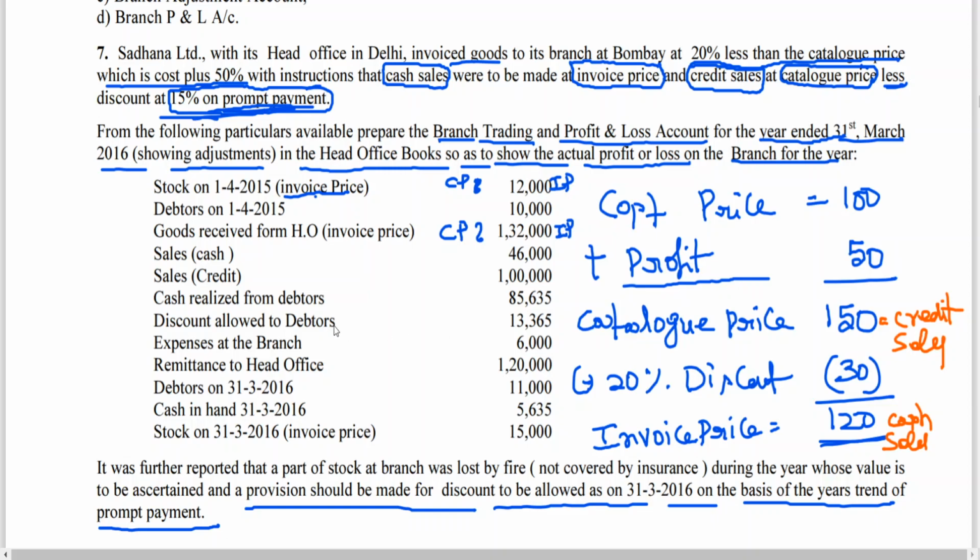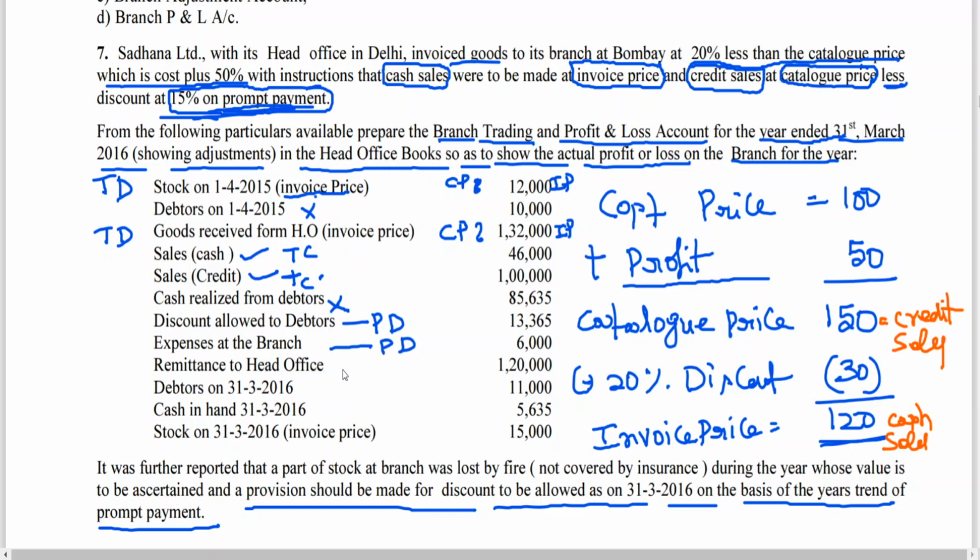Discount allowed. Generally, when I am preparing final account, I don't need opening debtors. Am I right? I need sales account, cash sales, credit sales. You know, this is taken to trading account credit side. TC means trading account credit side. Goods received from head office, trading account debit side. Opening stock, trading account debit side. Discount allowed to debtors, profit and loss account debit side. Expense at branch, profit and loss account debit side.